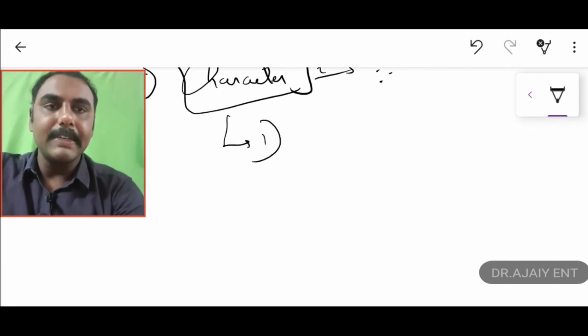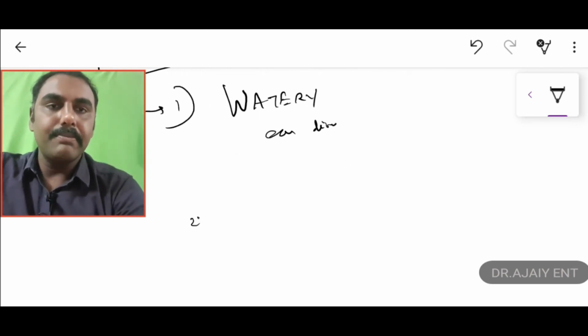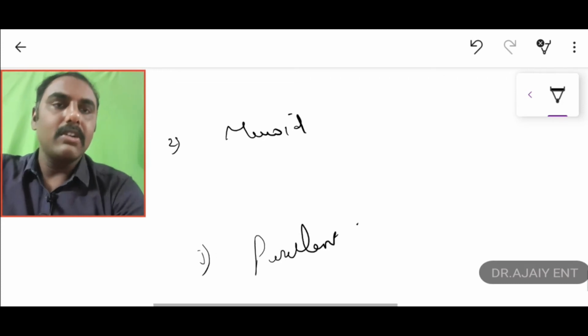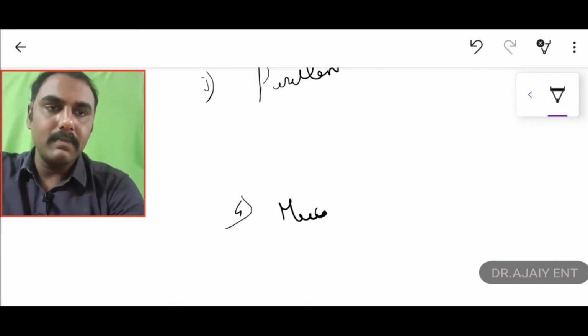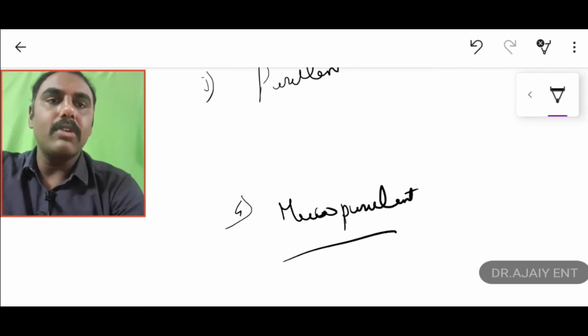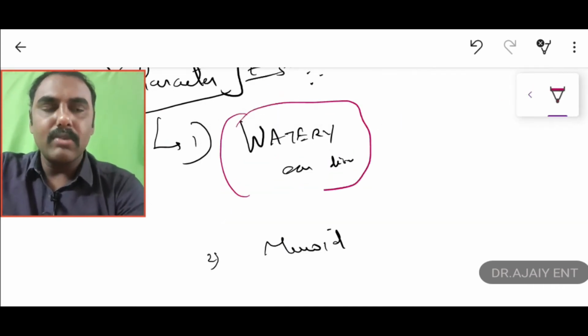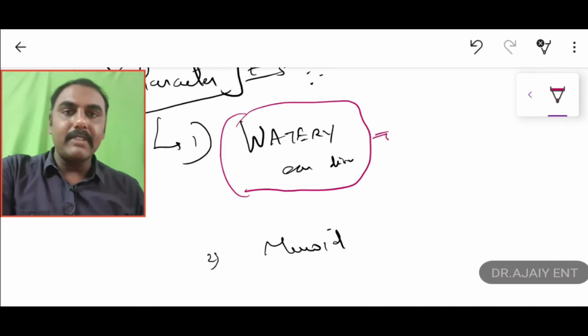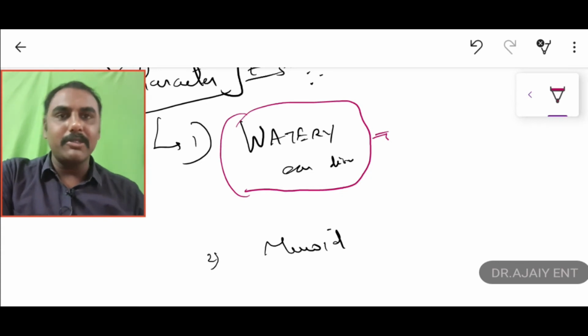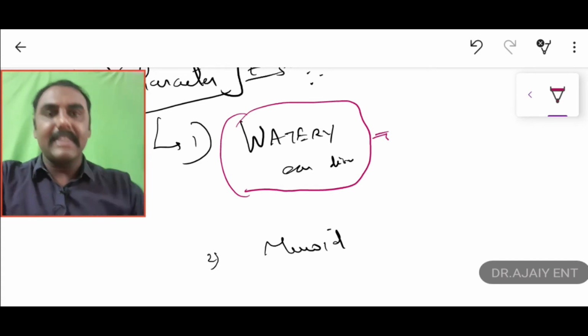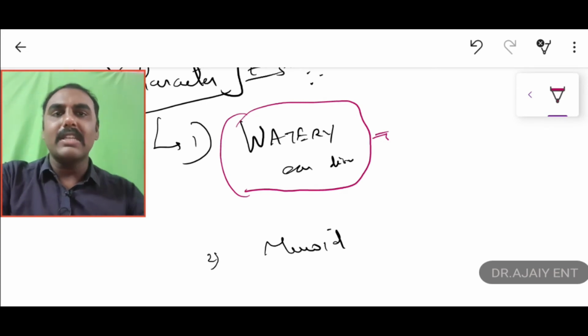So the character we divide into watery ear discharge, or mucoid, or purulent, or mucopurulent. So never say a case of watery ear discharge in your exams. Why? You are asking the history, but if the patient is a problematic patient, whatever you ask, for example whether he feels any water coming through the ears, he will say yes, I am feeling water, not a discharge, not pus. If you say watery ear discharge, then you are caught in the exam.